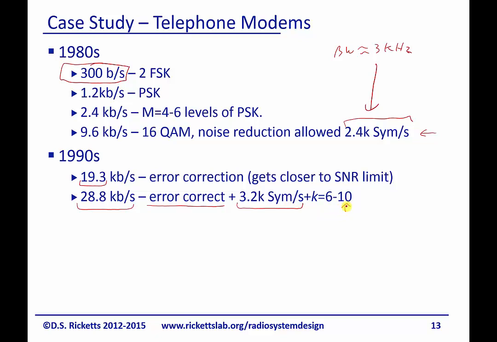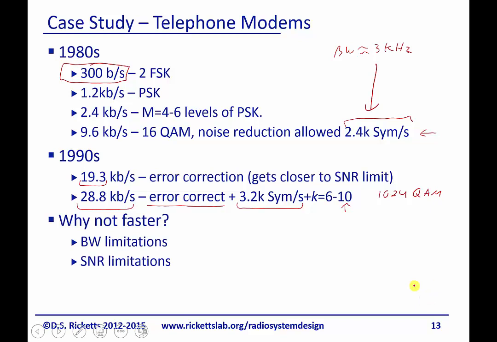So I'm just going to calculate real quick to make sure I know what I'm talking about here. 2 to the 10 is 1024 QAM. Okay? So that's a pretty high number of symbols.